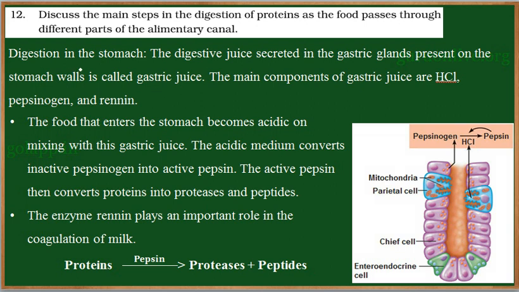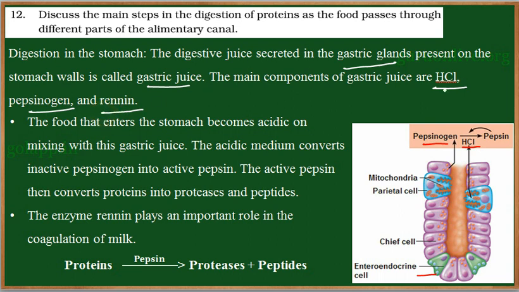Now the stomach contains gastric glands. So here is a gastric gland. The gastric gland secretes gastric juice. It contains inactive enzymes, pepsinogen and renin, and along with that it secretes HCl. So in the stomach the initial digestion starts. Now the components of gastric juice are HCl, pepsinogen and renin.